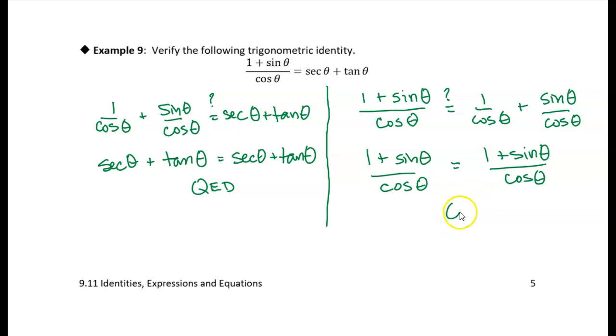So QED. The point of that exercise is that I can start with either side. I can work on either side. I just can't cross over and work on both sides at once. Don't ever work on both, not when you're trying to prove an identity, because if you multiply both sides by something or subtract something from both sides, then you're assuming that equal sign is true, and that's what we're trying to prove. So we can't assume that it's true from the beginning.